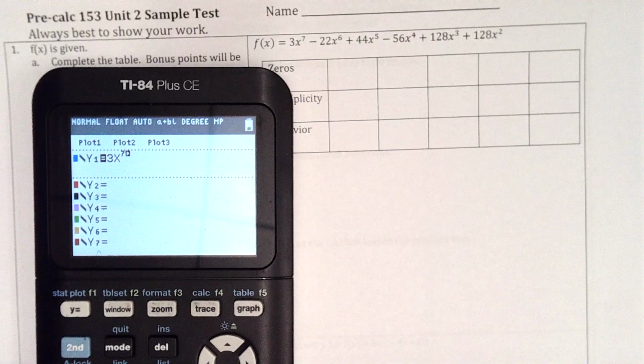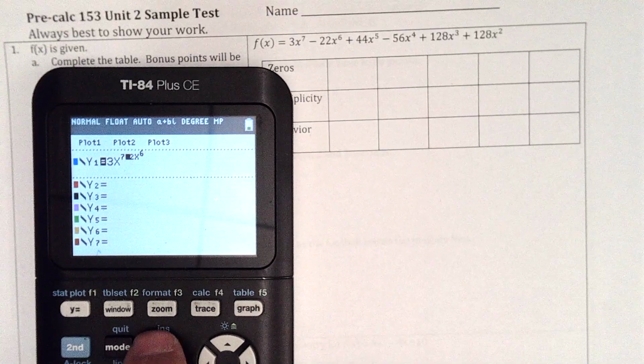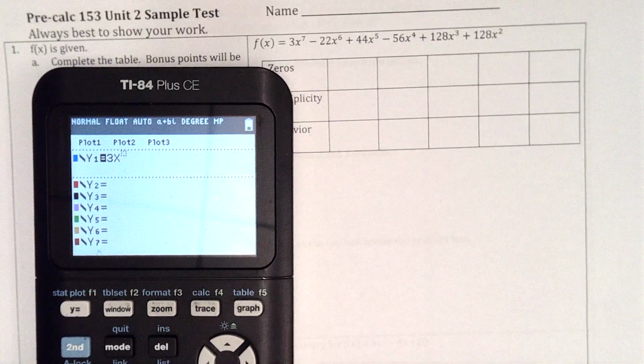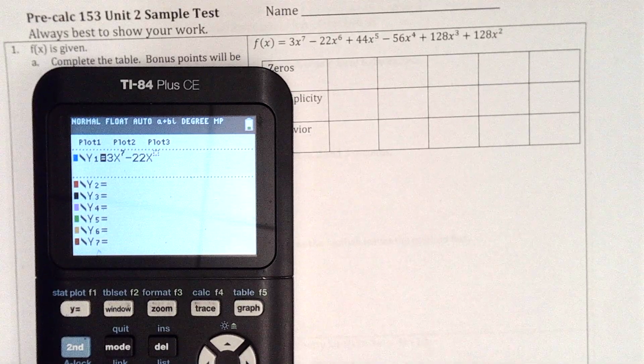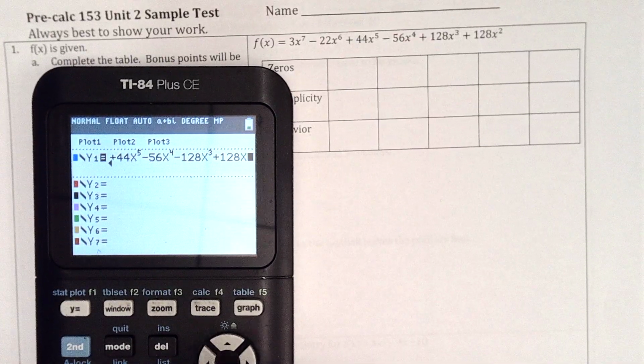3x to the 7 minus 22x to the 6. Whoop, forgot to push something. 7 over minus 22x to the 6 over plus 44x to the 5th over minus 56x to the 4th over plus 128x to the 3rd over plus 128x squared.